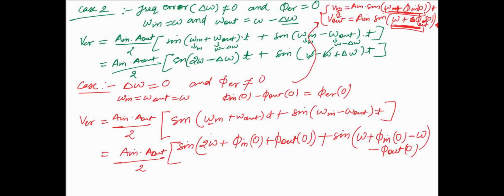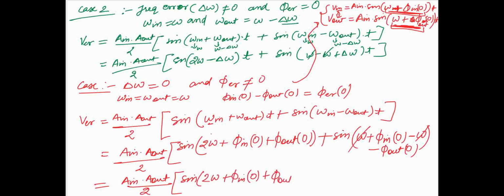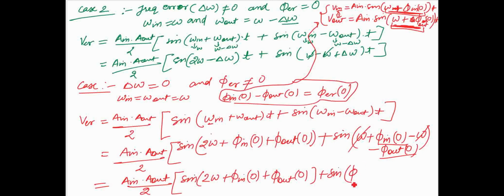Hope it is clear. So this will cancel out, and your V error is equal to A in dot A out by 2, and this will be sine (2 omega t plus phi in 0 plus phi out 0), and then sine of phi in 0 minus phi out 0, which I call phi error. So it is phi error 0. Let's go to the next slide.